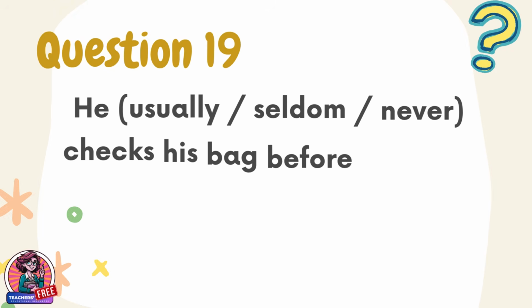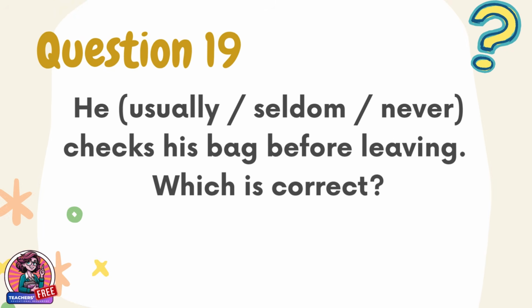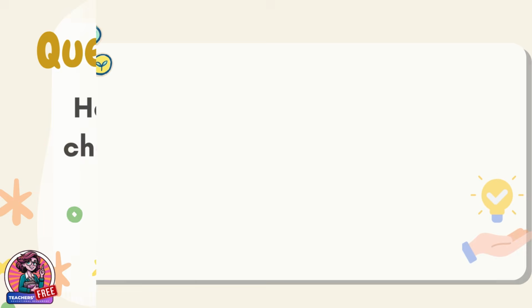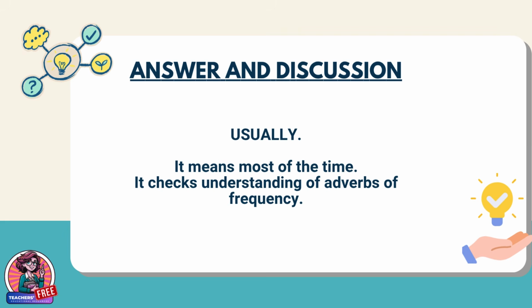Question 19. He usually, seldom, never checks his bag before leaving. Which is correct? Answer: usually. It means most of the time. It checks understanding of adverbs of frequency.